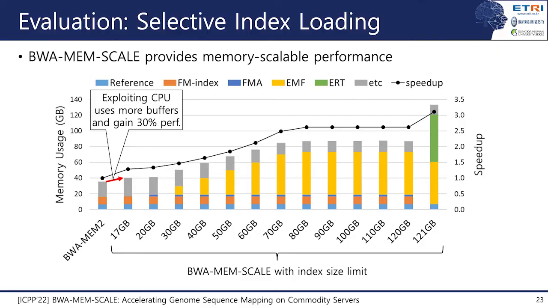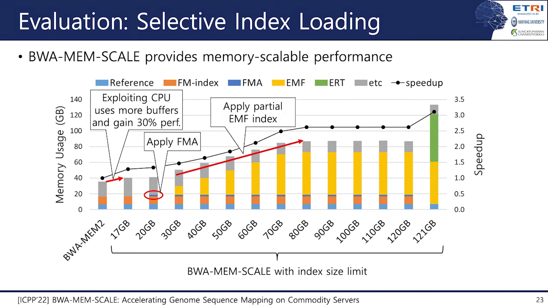The second bar shows the result of a BWA-MEM-SCALE with the minimum memory size requirement. The memory size for indices is the same as BWA-MEM-2, but the BWA-MEM-SCALE uses more internal buffers. The total memory usage is increased by about 5 GB, and 30% of performance is improved. When the memory limit is increased to 20 GB, BWA-MEM-SCALE applies FM index accelerator and gains some performance improvement. If more memory can be used for indices, BWA-MEM-SCALE uses part of exact match filter index. Part of exact match filter index improves the performance by about 2% per gigabyte.